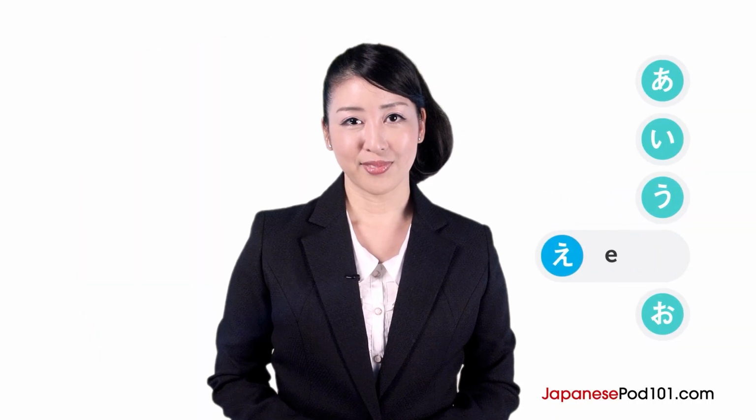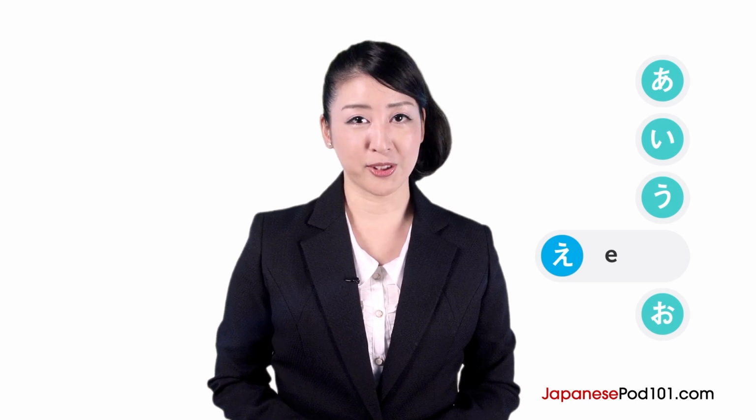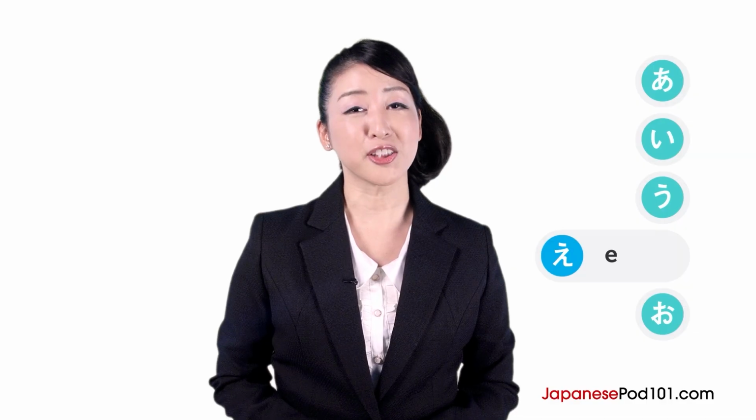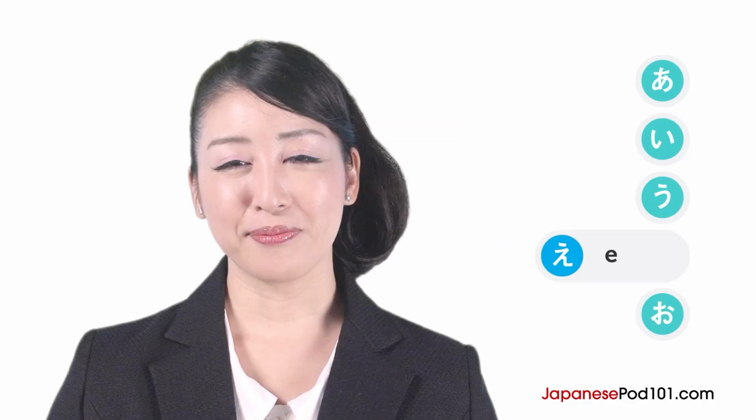The next vowel is E. Open the mouth. Raise the lips up from their natural relaxed position as if you're about to start smiling. And release the sound saying E. Repeat after me. E.